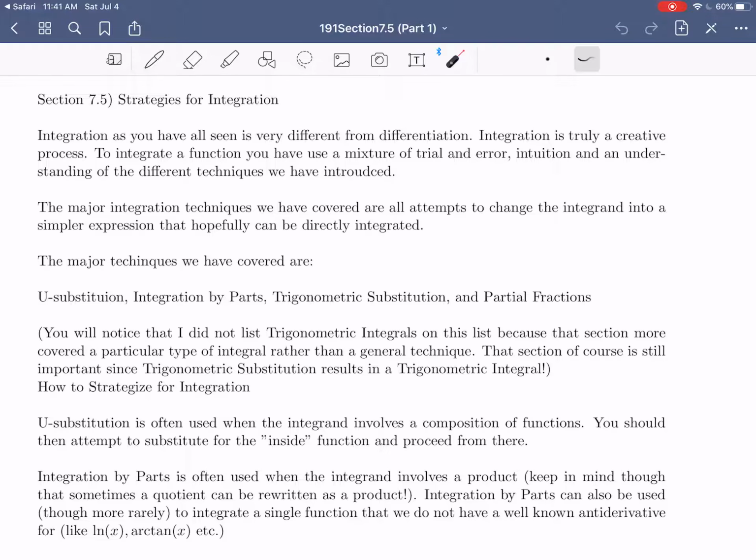So our goal in this video is to summarize the techniques that we've discussed so far, talk about how you strategize to choose an appropriate technique or combination of techniques, and then look at some examples using that strategy.